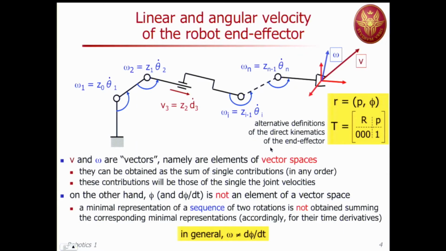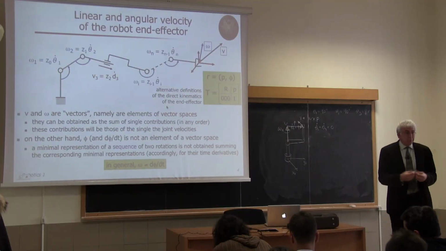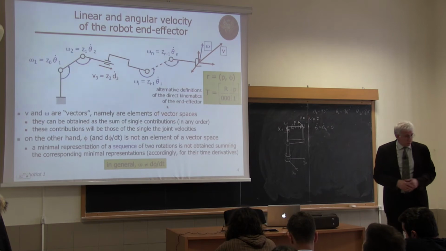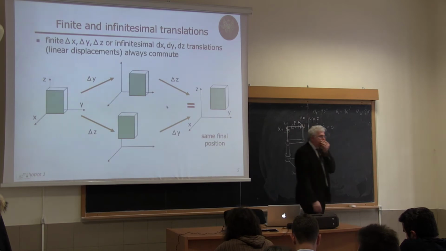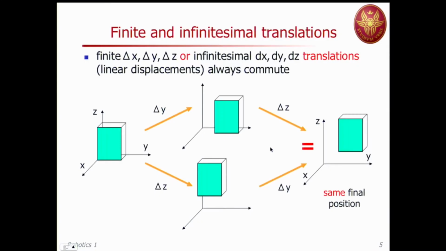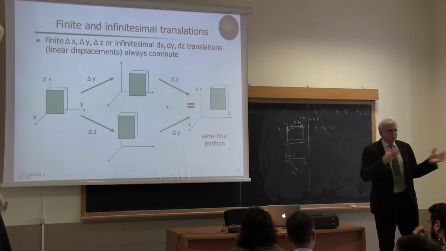Take-home message: omega, the angular velocity, is not the time derivative of a minimal representation of orientation. There is a relation, but we need to work a little bit to obtain it. Why is there this difference between linear quantities and angular quantities? I haven't said anything about linear quantities yet. When I take the position p of a point and take its time derivative, p dot, this is v, the linear velocity. So, no problem. Why is there so much difference between the two things?